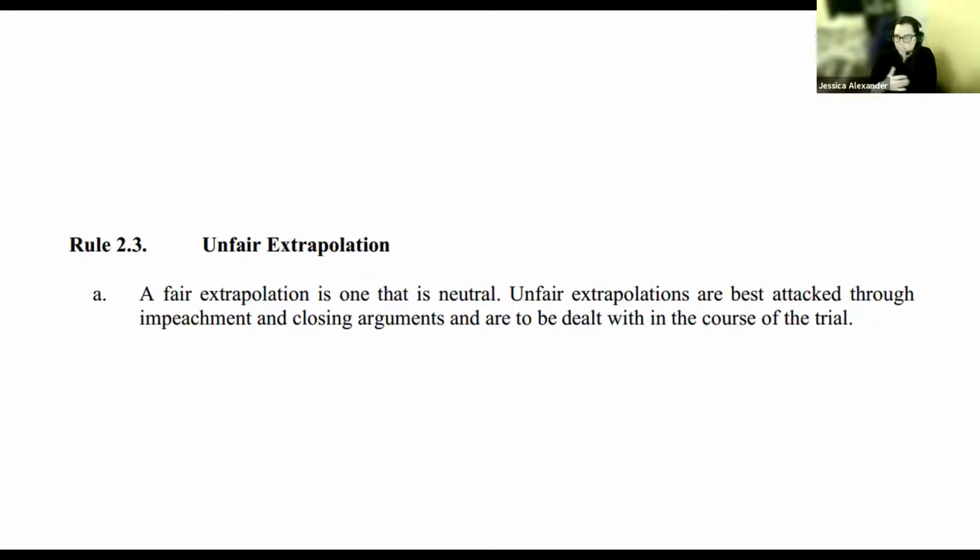But if you think unfair extrapolation is happening, you should be objecting as it's happening and having a conversation with the court at that time. You can also handle it through impeachment, which would be asking the witness on cross-examination, well, that doesn't match your witness statement, does it? Things of that nature. I just wanted to highlight that you really need to be doing that during the trial. That's not really a rules violation you want to bring up at the very close of a trial, because by then it's probably too late to be handled in a way that's going to be satisfactory to people.